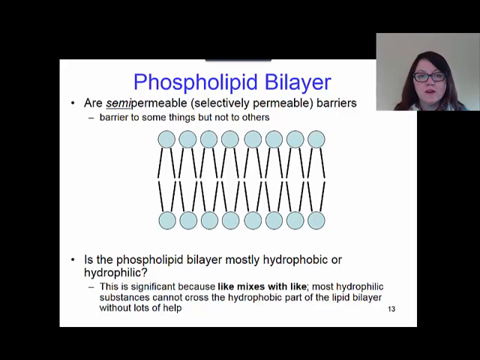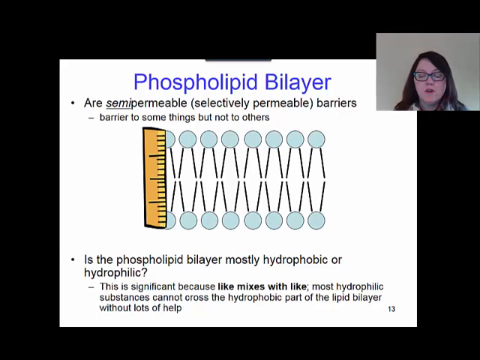So phospholipid bilayers are a semi-permeable barrier. You can also say that a phospholipid bilayer is a selectively permeable barrier. So it's a barrier to some things, but not to others. In order to understand this, what we need to realize is that the majority of the phospholipid bilayer is hydrophobic. So let's take a look at that.